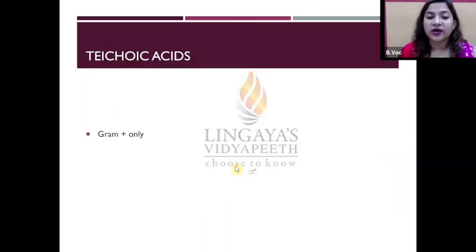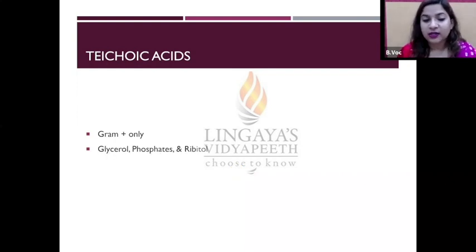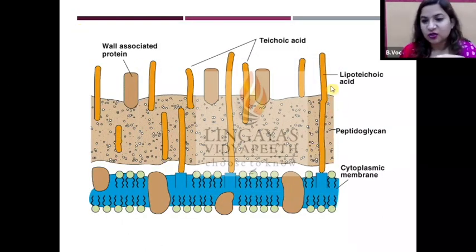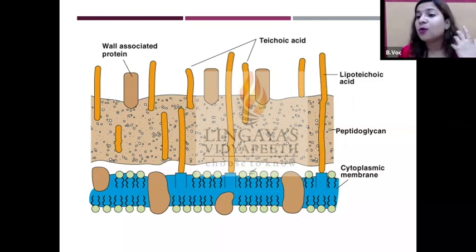Now talking about the teichoic acid. The teichoic acid is present only in gram-positive bacteria. It consists of glycerol, phosphate, and ribitol. It provides the attachment for the phages. All right, here you can see that the peptidoglycan layer in the gram-positive bacteria is thick and the cells are closely packed in it. It consists of teichoic acids and lipoteichoic acids, which provide the attachment for the phages. So what does it do? It provides protection from phagocytosis.